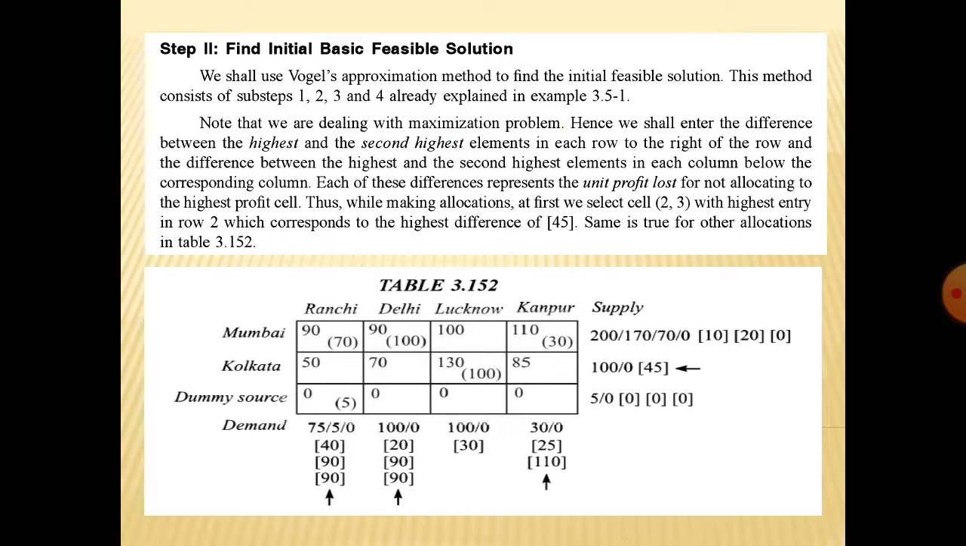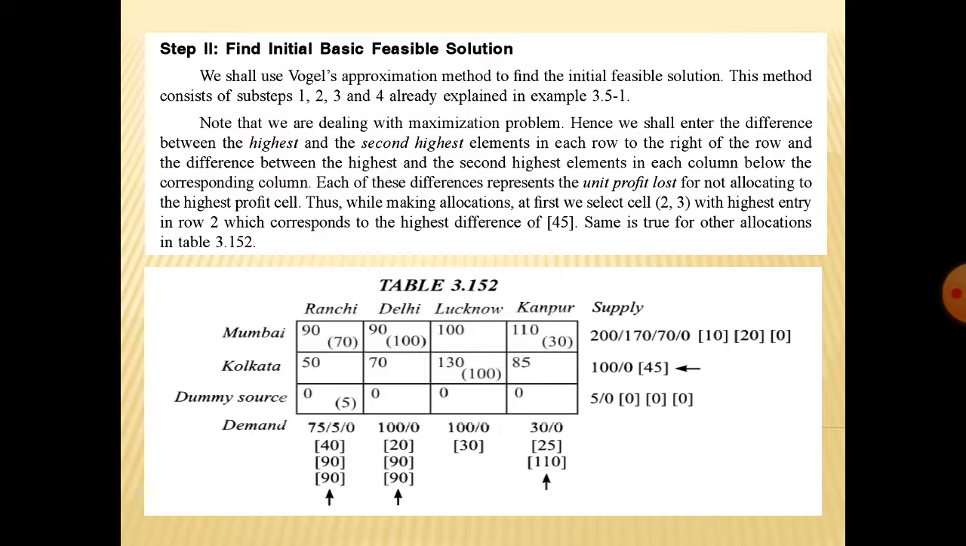Here you write down the penalties. First, the highest and next highest cost, the difference is 0. Next, the difference is 45 and 0. Next, the difference is 25, 100, and the first difference is 100. The highest penalty is 45. For that we have to allocate as much as possible.